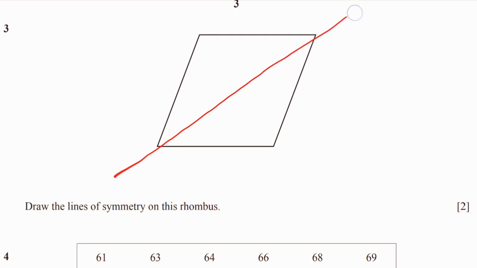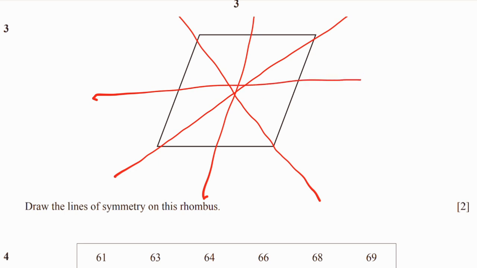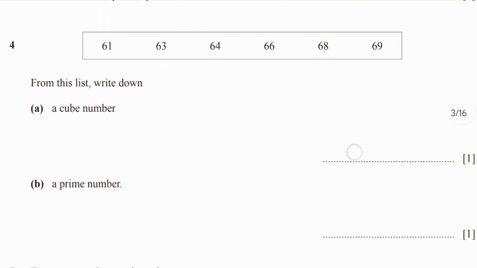This is the first one, this is the second one, this is the third one, this is the fourth one. Okay, four lines of symmetry in a rhombus. Now move to the next topic.